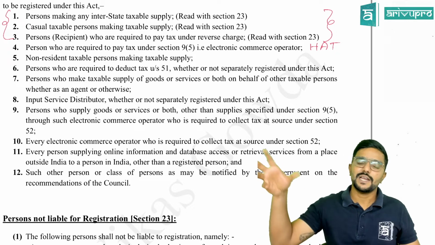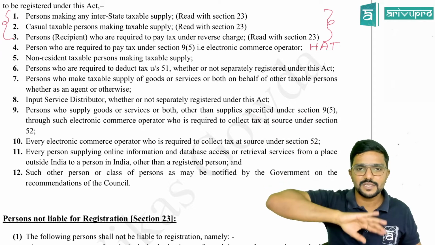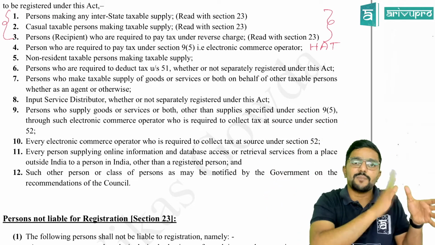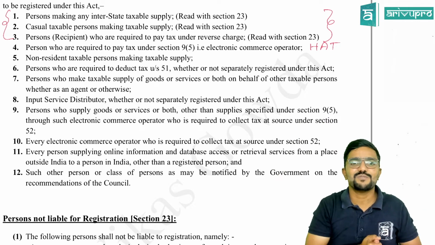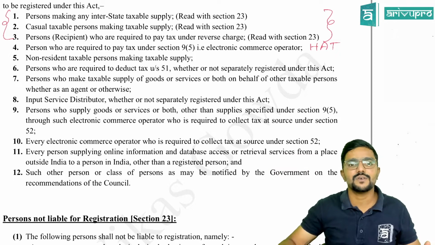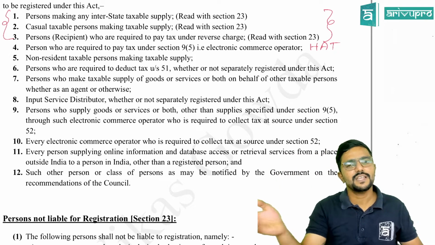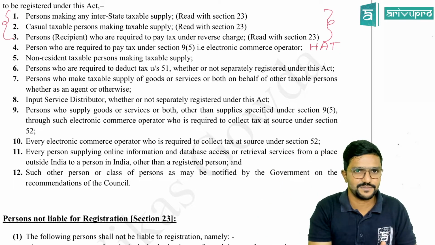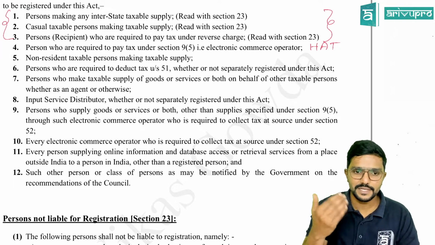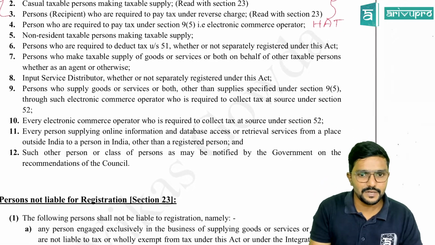That is, if the electronic commerce operator is paying tax on the supplies made, that is HAT is there, in that case the supplier need not get registered. That is what they are trying to tell. Means, if the electronic commerce operator is paying tax on the HAT services, then the supplier need not get registered, it seems. Okay, I will try to connect these points and explain in the chart, guys.